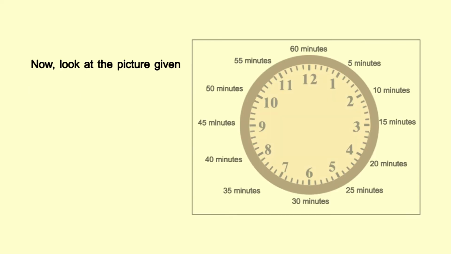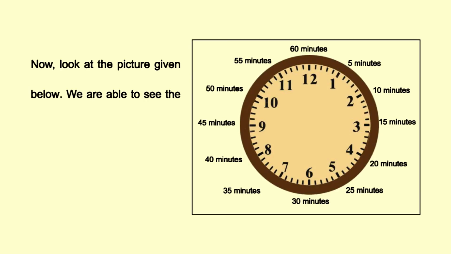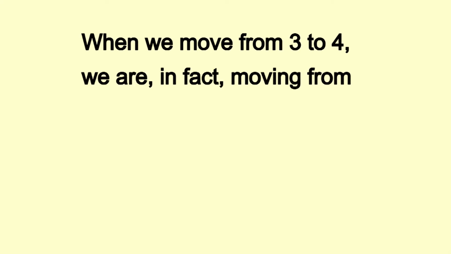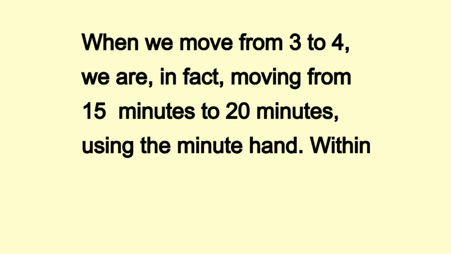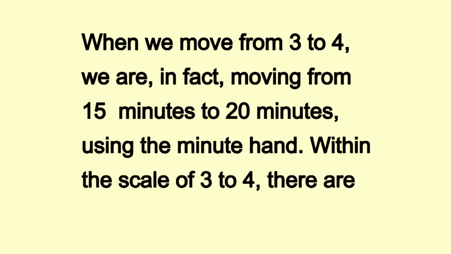Now look at the picture given below. We are able to see the divisions between 3 and 4 on the clock. When we move from 3 to 4, we are in fact moving from 15 minutes to 20 minutes using the minute hand. Within the scale of 3 to 4, there are 4 small lines.